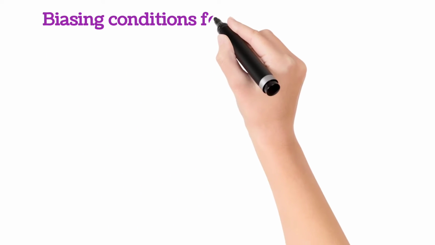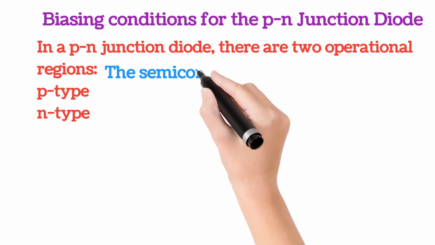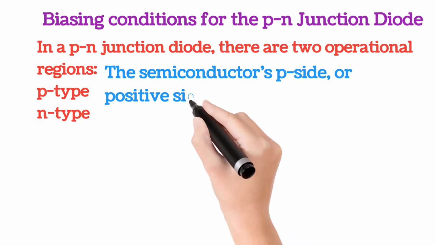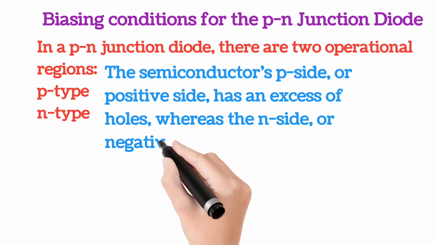The semiconductor's P side, or positive side, has an excess of holes, whereas the N side, or negative side, has an excess of electrons. The doping process is used to produce the P-N junction in a semiconductor.